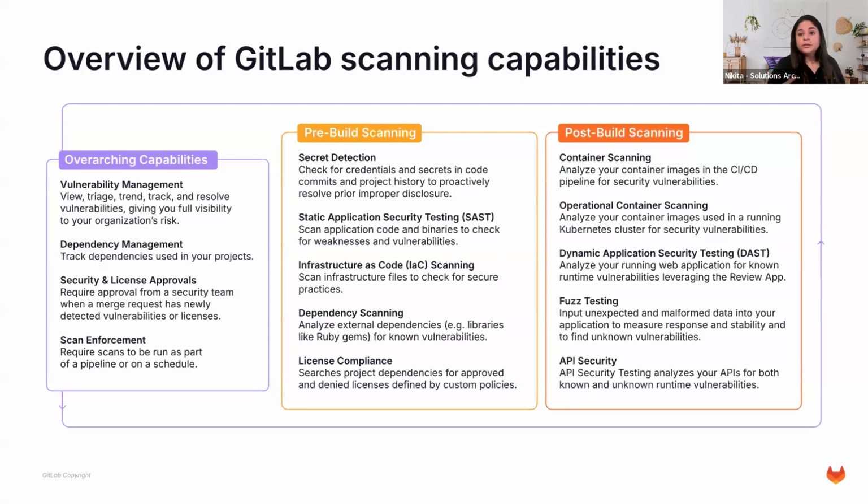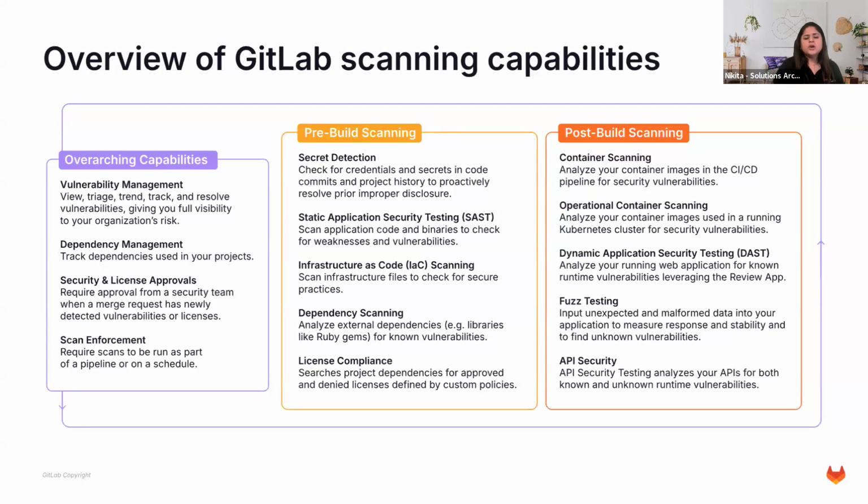Now, GitLab also offers pre-built scanning, right? Through features like static application security testing, secret detection, dependency scanning, and infrastructure as code scanning, you can analyze your code for vulnerabilities before a build even starts, allowing you to identify security issues early in the development lifecycle. Remember the cost of remediation that we are focusing on. We want to identify and resolve issues as early as possible within the software development lifecycle.